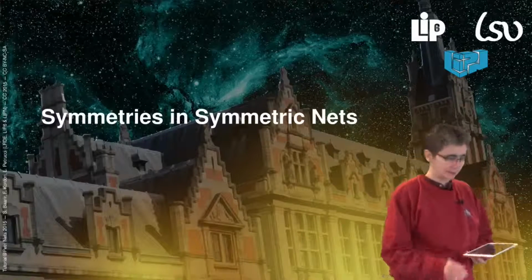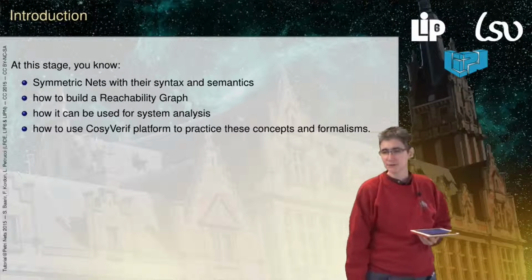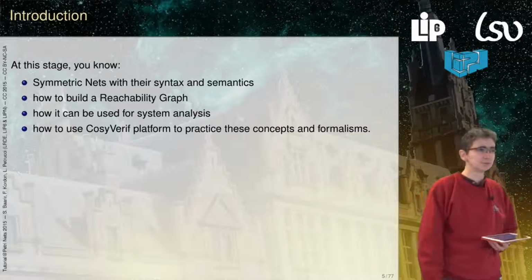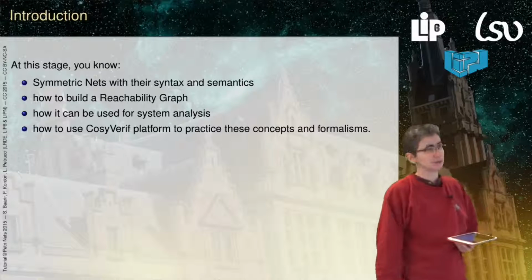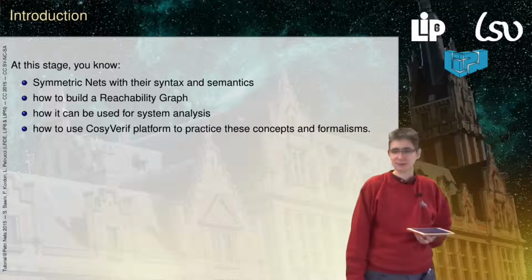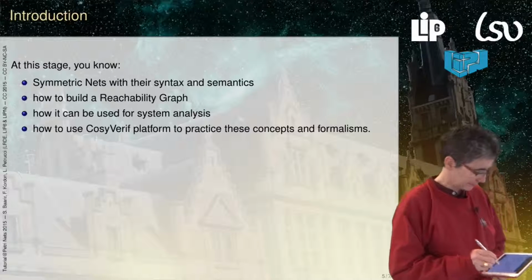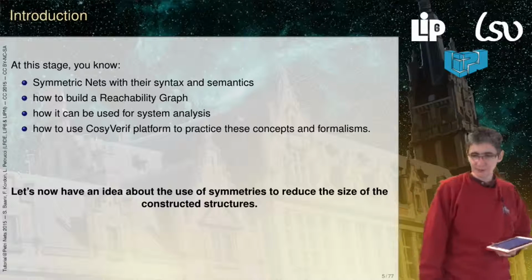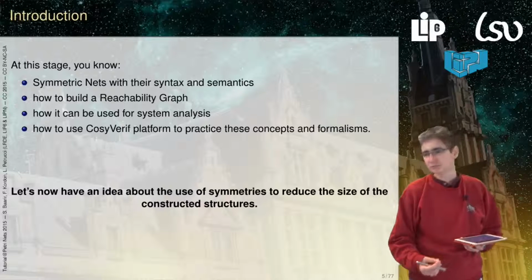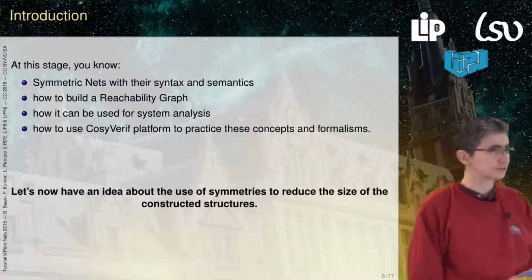Okay, so let's have a look at symmetries in symmetric nets. Up to now, you know about symmetric nets and their syntax and semantics. You know how to build a reachability graph. A reachability graph can be used for analysis, and you have experimented with the Cosivere platform to practice these concepts and formalisms. So now we'll see how to use the symmetries and give the feeling for symmetries in order to reduce the size of the constructed structures.